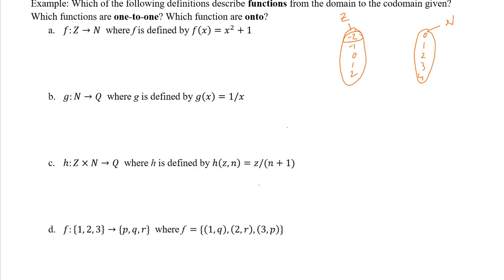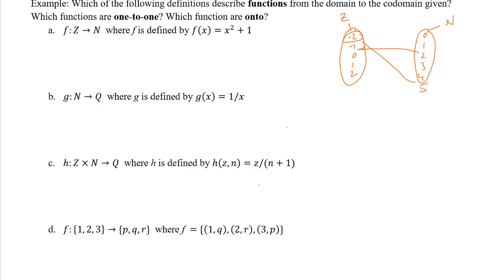So I take -2, for example, and I square it. I get 4, plus 1, you get 5, so it's going to point to 5. And -1 squared becomes 1, 1 plus 1 is 2, so it will point to 2, and so on.